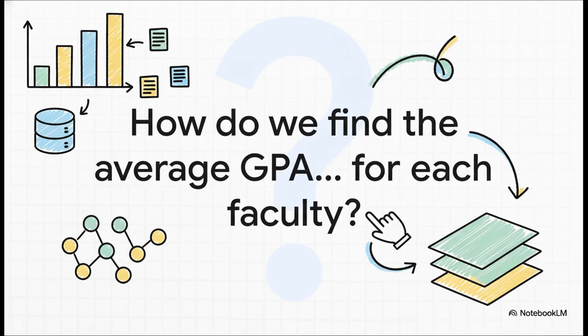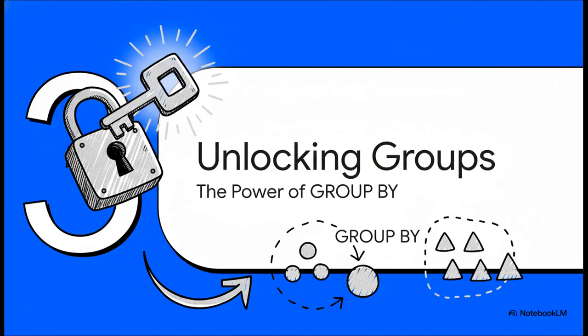We don't just want one big grand total. We want subtotals. We need to answer questions like this one. What's the average GPA, not for the whole university, but for each individual faculty? How in the world do we do that? The answer lies in 2 simple words that completely change the game for how aggregate functions work. It's time to unlock the real power of group by.